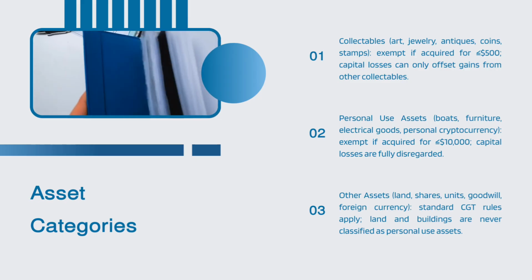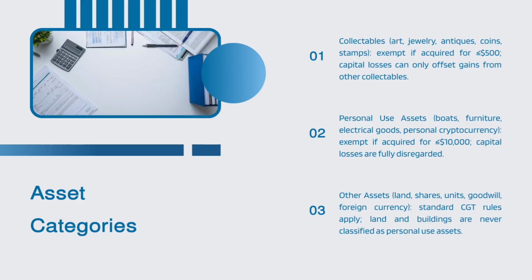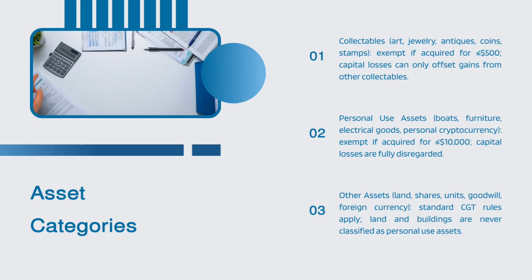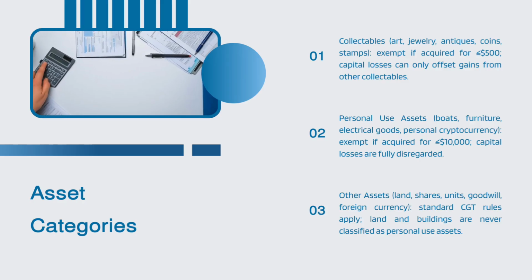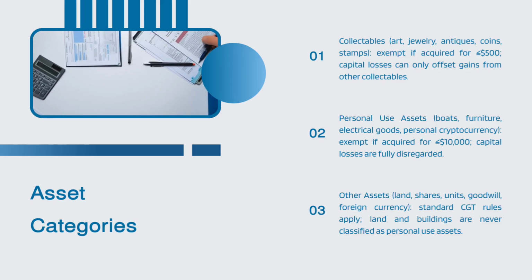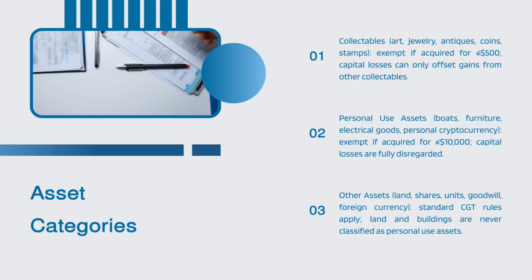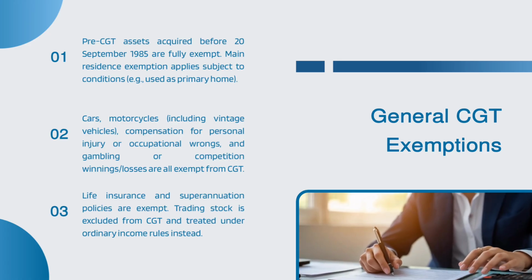Personal use assets include boats and furniture. These are exempt if acquired for $10,000 or less, and importantly, any losses on these assets are completely disregarded. The other assets category captures everything else, like shares and investment properties, which are subject to standard CGT rules.